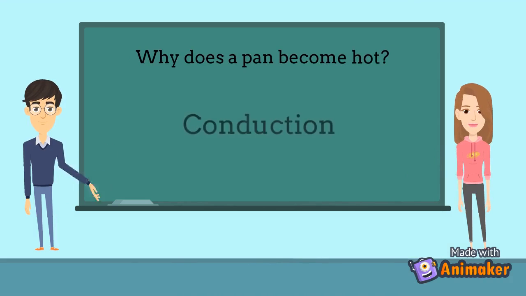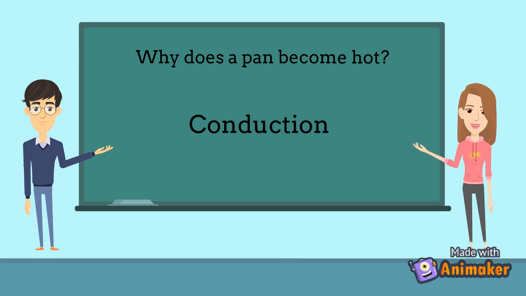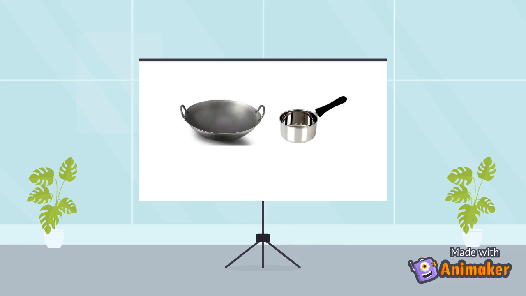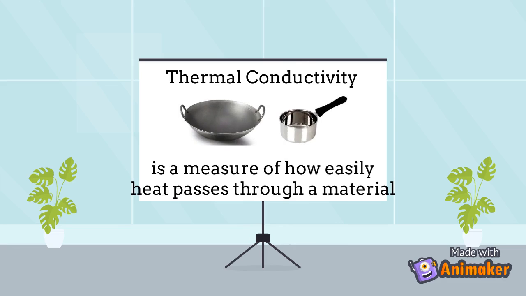Do you know how a pan becomes hot? I know. A pan becomes hot because the heat is transferred from the stove to the particles inside the pan through conduction. That is correct, Elena. Thermal conductivity is also one of the physical properties of matter. Yes. Thermal conductivity is a measure of how easily heat passes through a material.